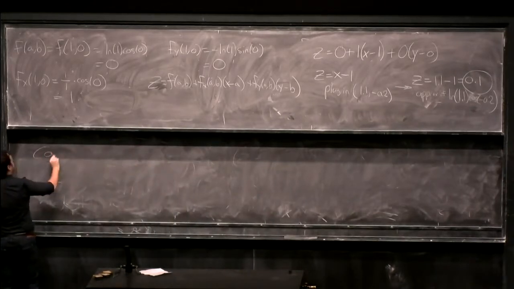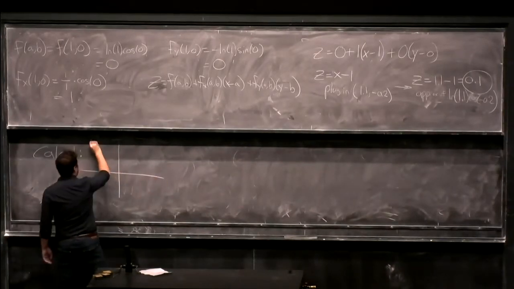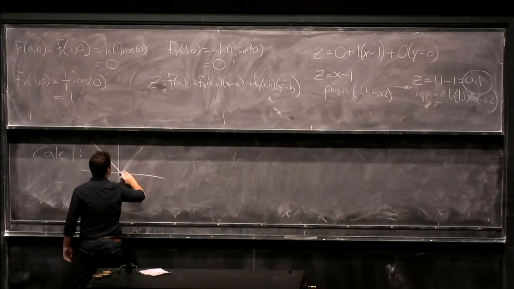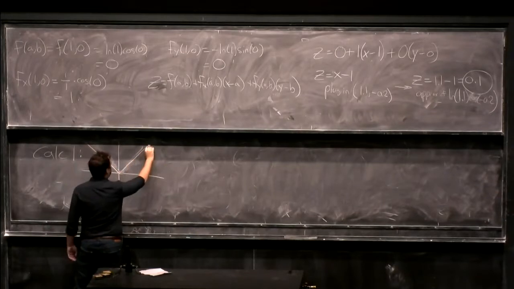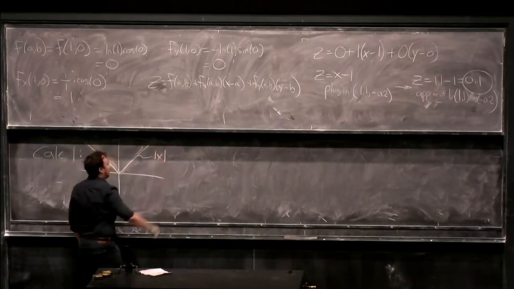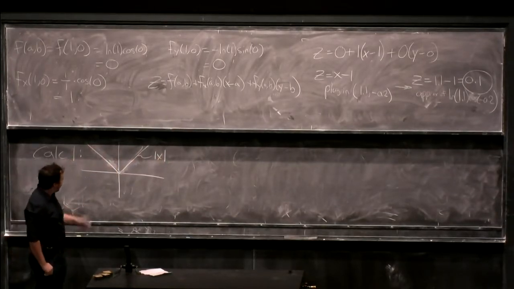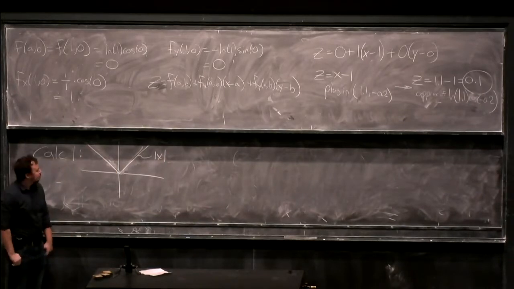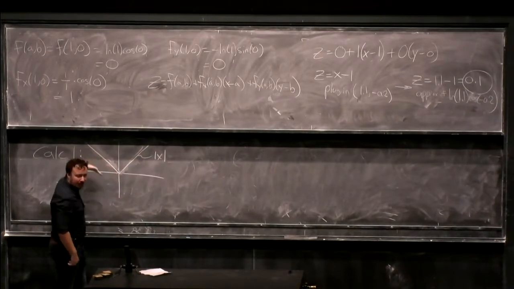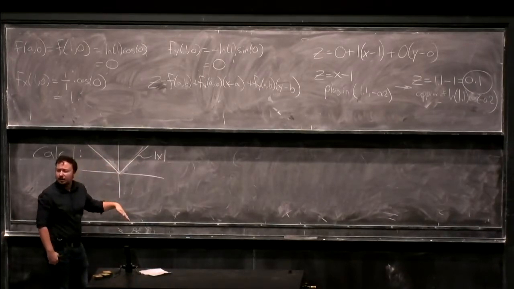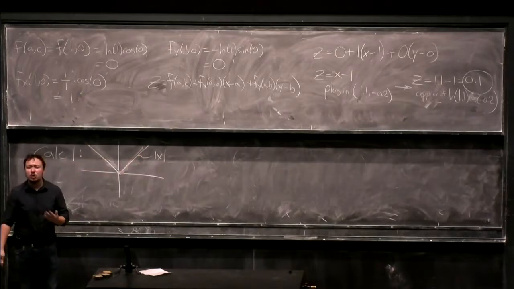So another Calc 1 analogy. There we are. So this is the absolute value of x. I think everyone's familiar with what that looks like. So why wasn't this differentiable? Well, here the derivative would be -1 because it's just a line sloping down, so we just take the slope of that line, and that slope is -1. On this side, we would say that the slope is 1.